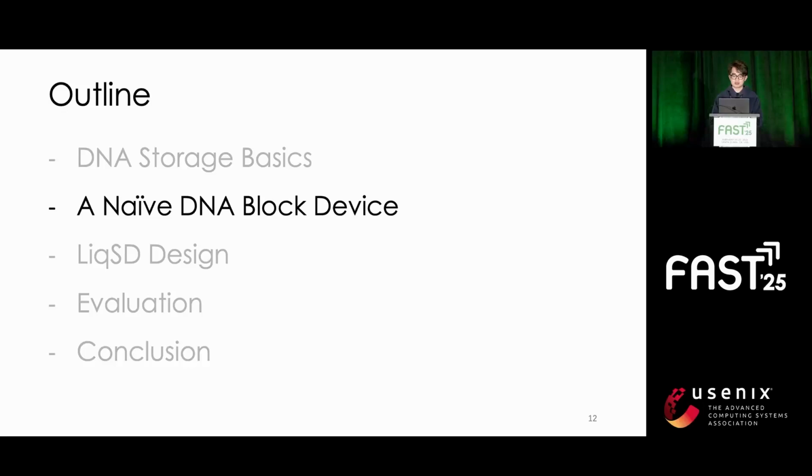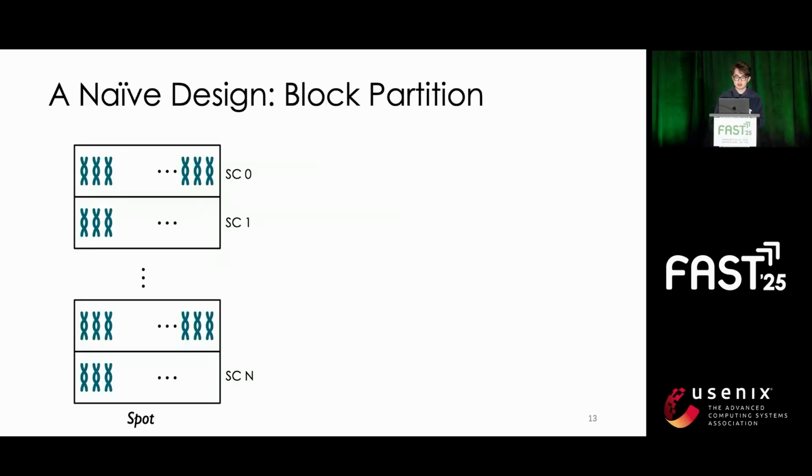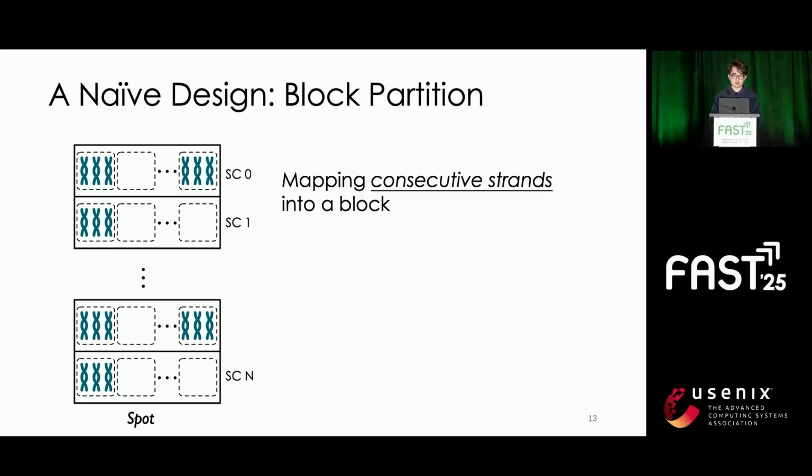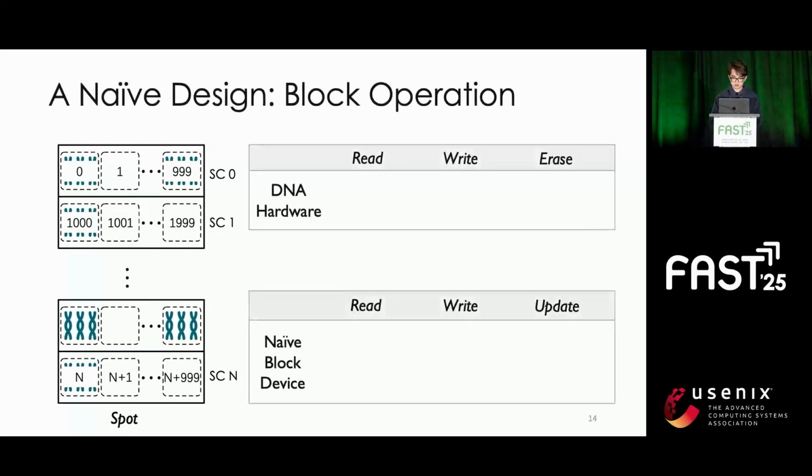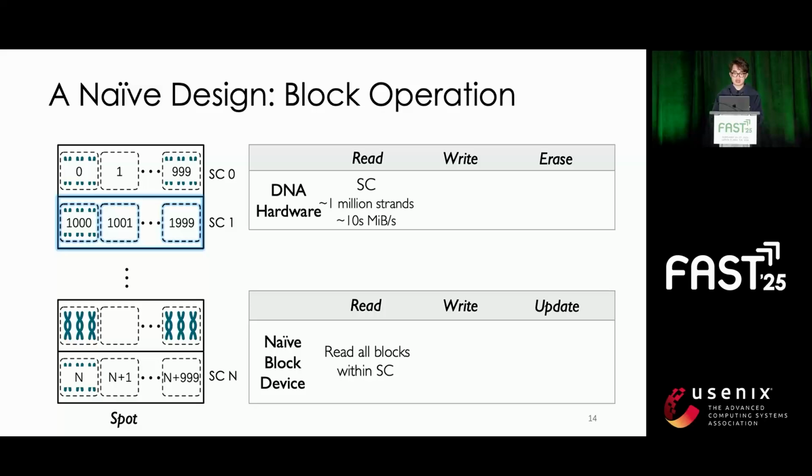We start by examining a naive DNA block design and its problem. For a naive design, we first partition the storage space into blocks. We map consecutive strands into a block. Then, we assign a physical block address to each block. Supporting block operations is straightforward. For reading, the read granularity of DNA storage hardware is an SC, containing about 1 million strands. To read a block, we have to read all blocks within the SC. For writing, the write granularity of hardware is a strand. To write a block, we just write the strand of the block.